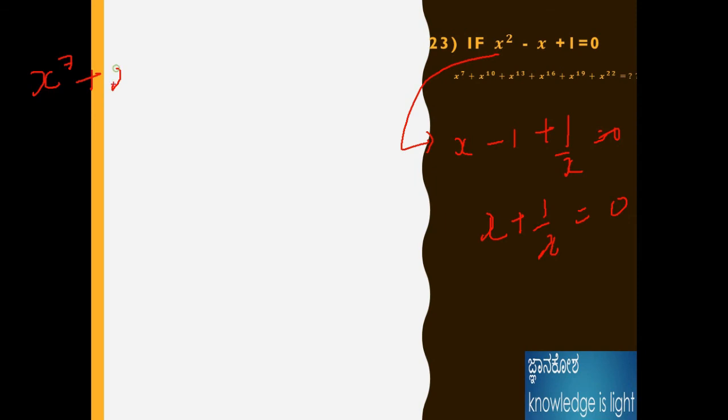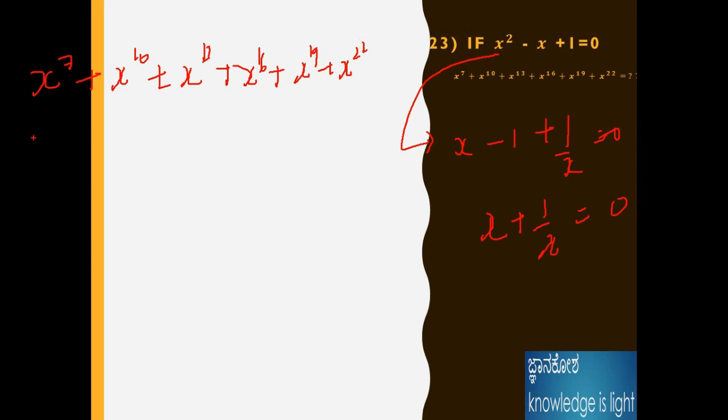Okay, I will take the last problem here. x square plus, okay, this is the formula. If I divide by x for this term, the term should be x minus 1 plus 1 by x is equal to 0. Then I will make it in the format 1 plus 1 by x is equal to 0, because x to the power of 7 is there, that's what I mean to say. Now the question is x to the power of 7 plus x to the power of 10 plus x to the power of 13 plus x to the power of 16 plus x to the power of 19 plus x to the power of 22.